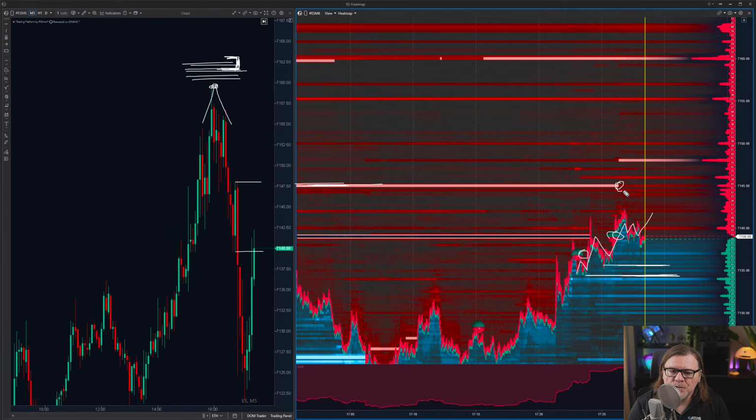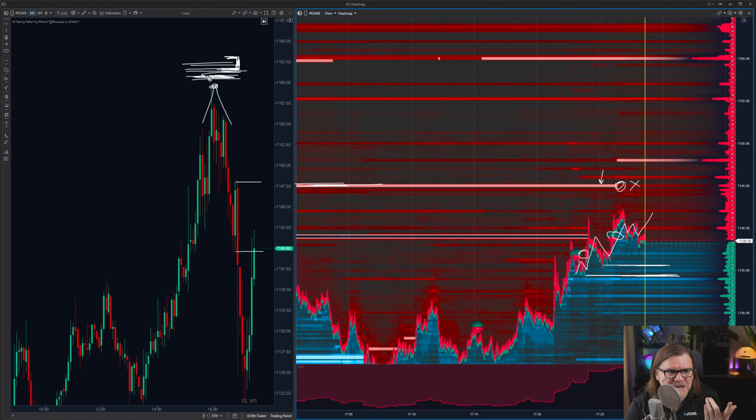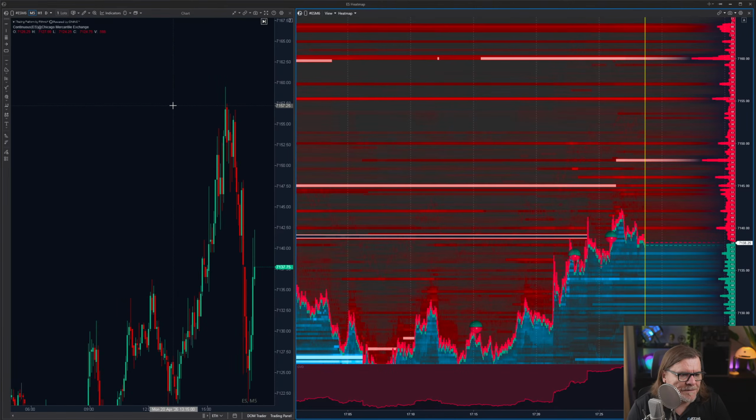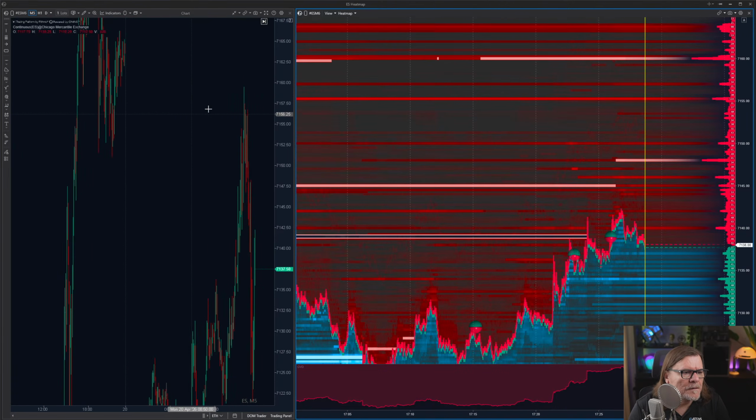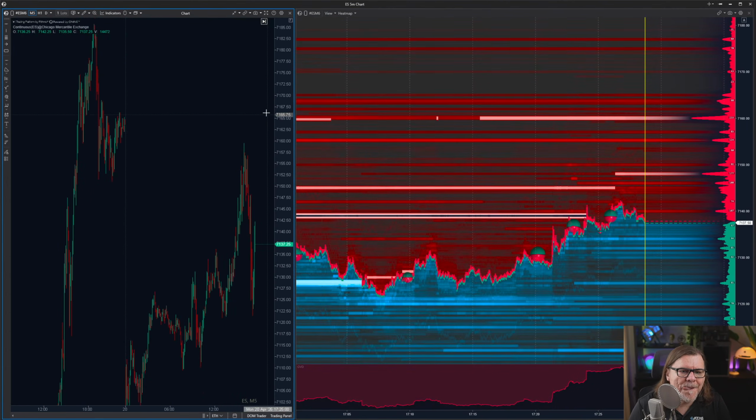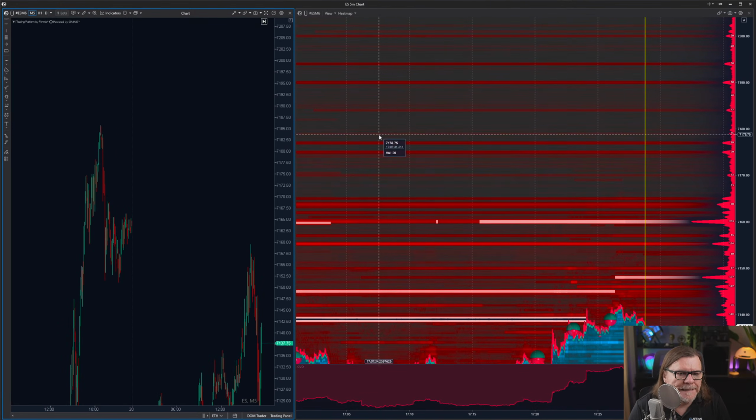And they pulled out the orders. There were orders and all of a sudden no orders. It's saying something as well. Maybe they are going to sweep this liquidity. I don't know. And it's not there already.